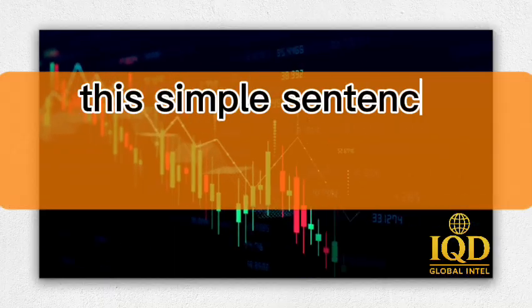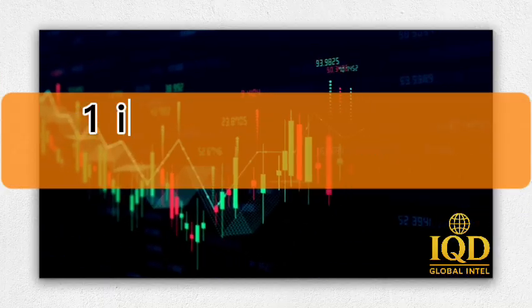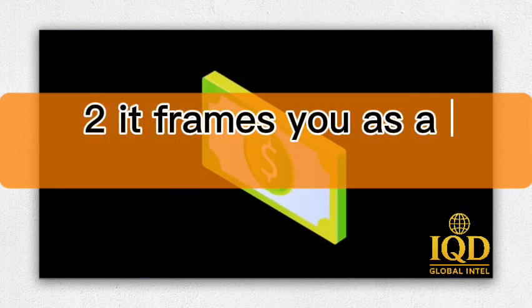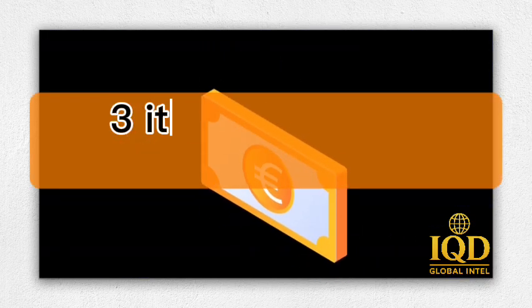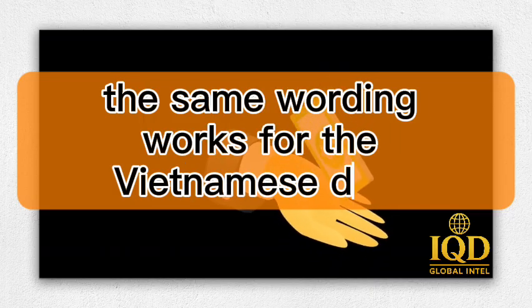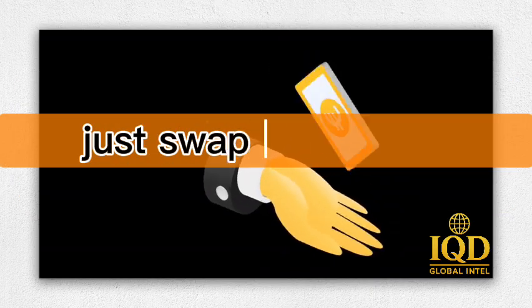This simple sentence accomplishes three things. 1. It uses the correct terminology. 2. It frames you as a potential customer. 3. It avoids rumor-related language. The same wording works for the Vietnamese Dong, just swap in VND.